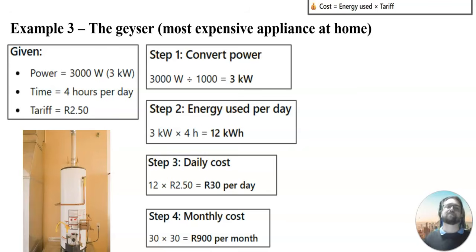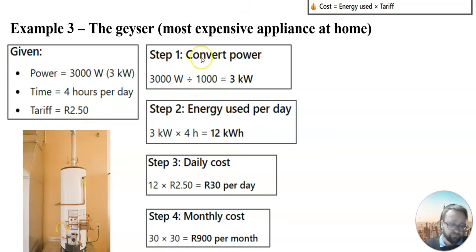And this is the most expensive appliance that you have at home, unless you have a solar geyser or a gas geyser. Same steps. Sorry, it's a little bit cut off over there, but it's the same formula at the top right hand side. Your given is 3000 watts or 3 kilowatts. Time is 4 hours per day, and your tariff stays the same.